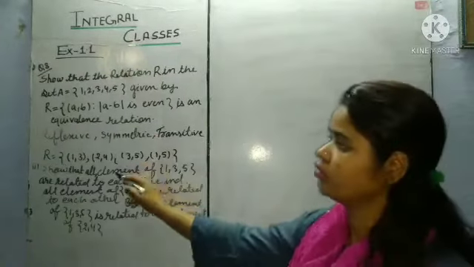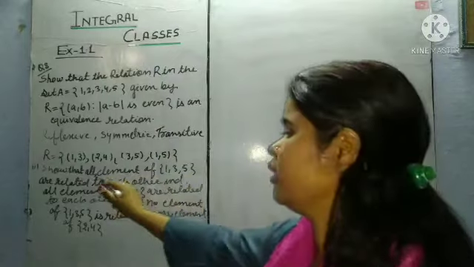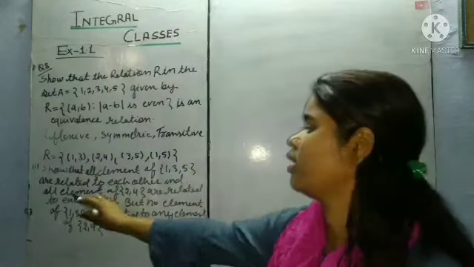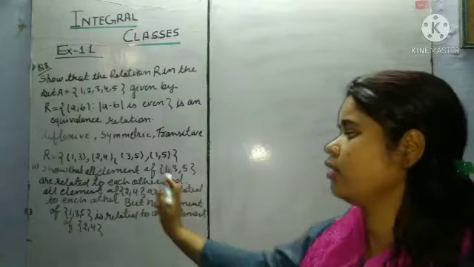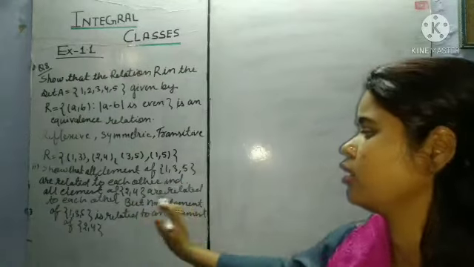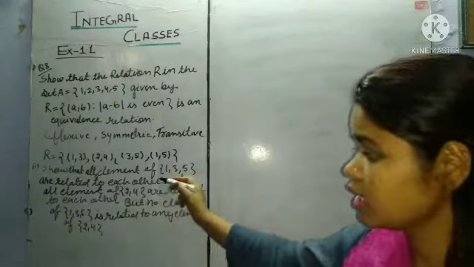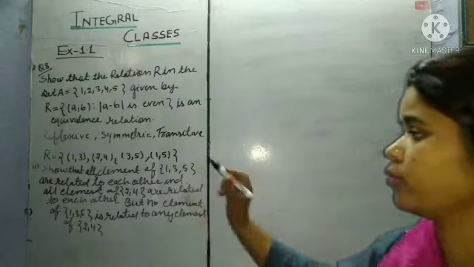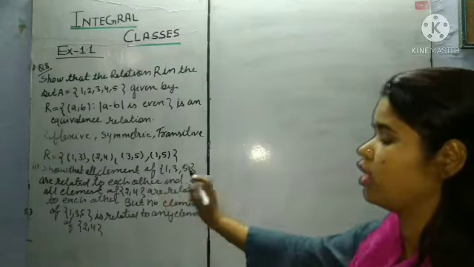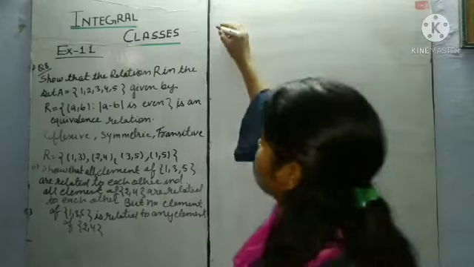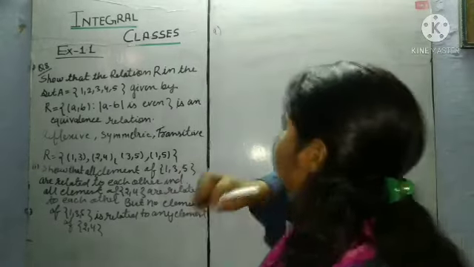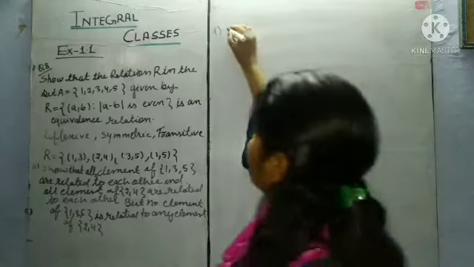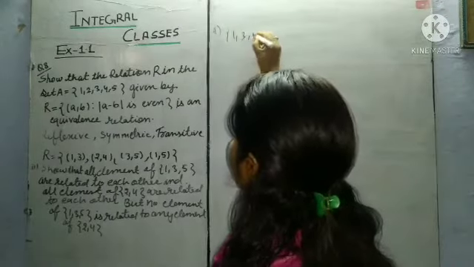Now the next part of question number 8 is: show that all elements of {1, 3, 5} are related to each other and all elements of {2, 4} are related to each other. There are three parts of this question also, so we will solve them one by one. First is to show that all elements of {1, 3, 5} are related. So suppose we take the set {1, 3, 5}.